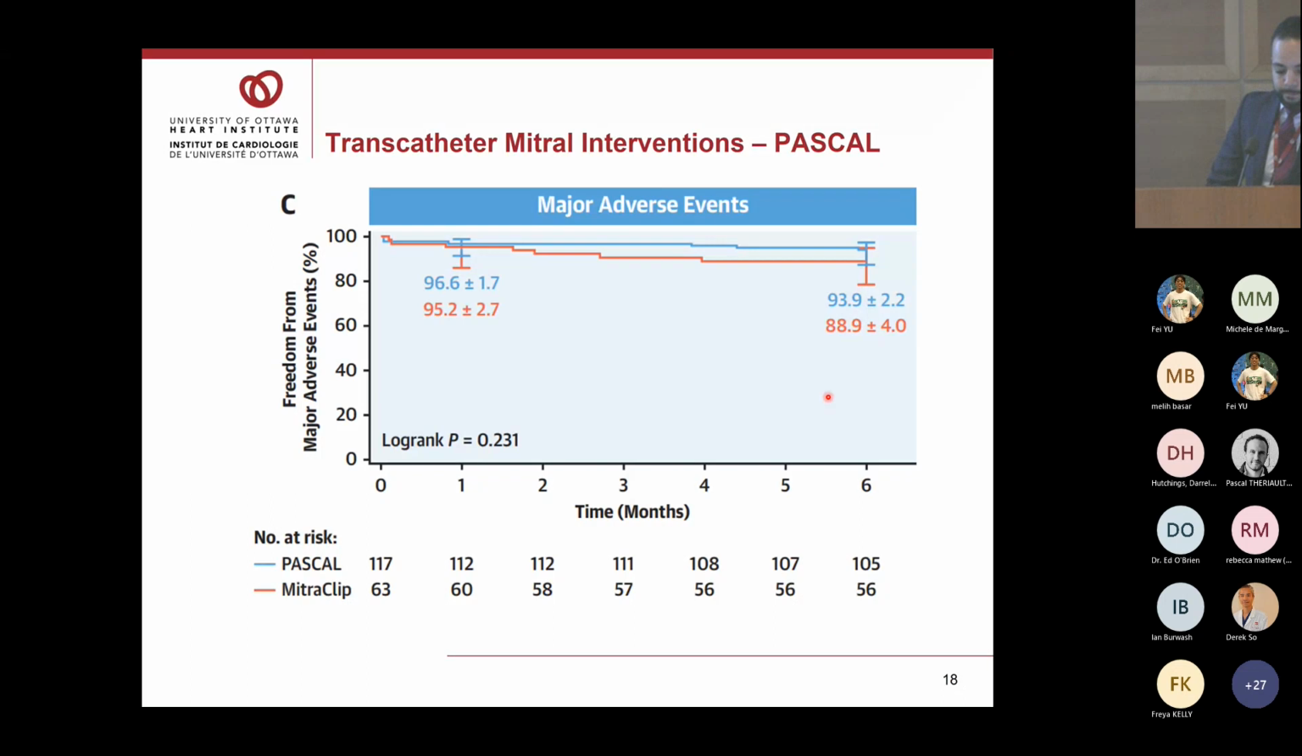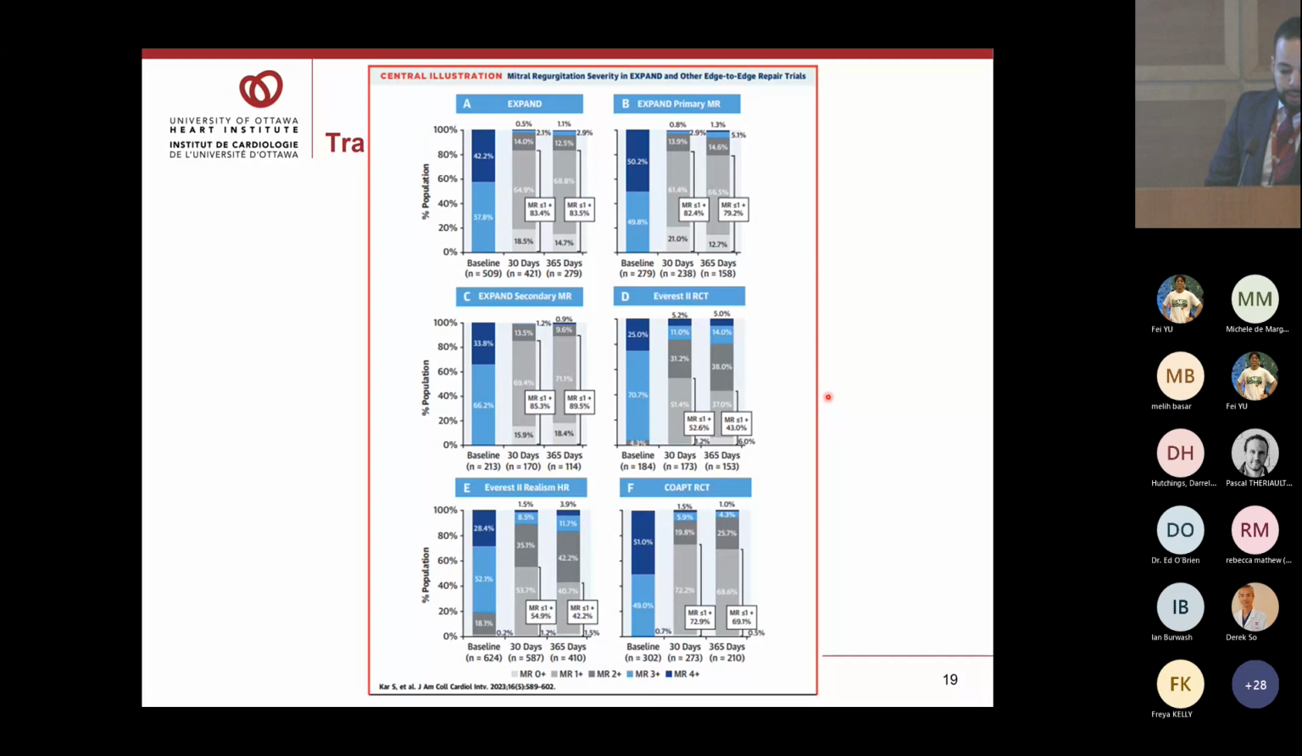So what does that look like in real life? So this is from the EXPAND registry, which was published earlier this year. So this looked at patients in the US, over 1,000 patients in the US who had mitral tear. And what you see is 99% procedural success rate and 96% of patients with 2+ MR or less, with infrequent adverse events. So this is for all patients in the study. This is for patients with primary MR, a little bit lower rates of 2+ MR, better with secondary MR in that study.